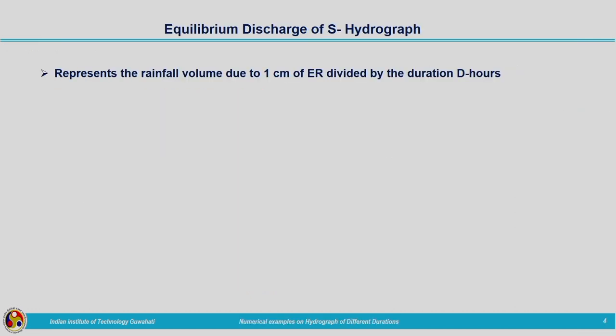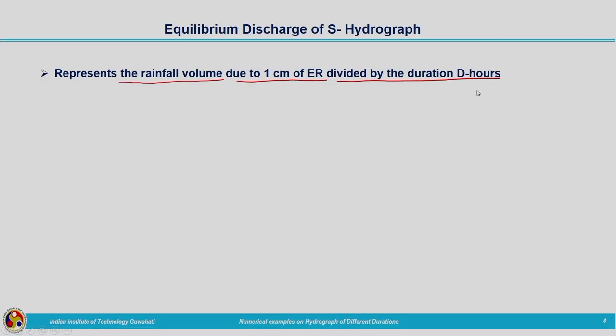Now, what is this equilibrium discharge, or equilibrium value, corresponding to the S hydrograph? It represents the rainfall volume due to 1 centimeter of effective rainfall divided by the duration D hours. How is it obtained? The effective rainfall we are considering has a depth of 1 centimeter, right? Effective rainfall pulses are acting at a rate of 1 by D centimeters per hour. So, 1 centimeter of rainfall is producing runoff at the outlet. That response from 1 centimeter of rainfall is represented by the unit hydrograph. We are summing up the ordinates of the unit hydrograph with a lag of D hours. So, this equilibrium discharge represents the volume of rainfall due to 1 centimeter of effective rainfall divided by the duration D hours. That is how we get the Qs discharge.